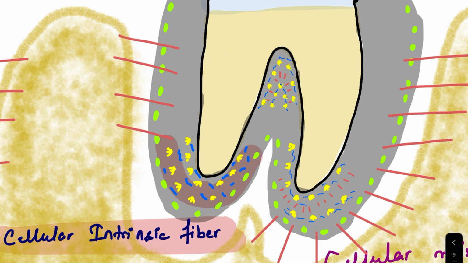Okay. So as you can see in this root, we have these tiny blue colored fibers. These are intrinsic fibers, and they don't play any role in support or anchorage. Okay. What happens is when the cementum is getting deposited, cellular cementum is deposited very fast.